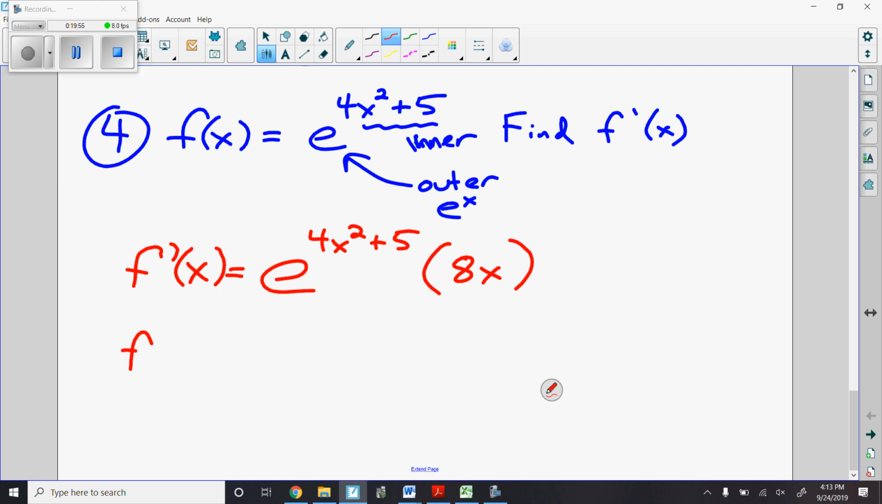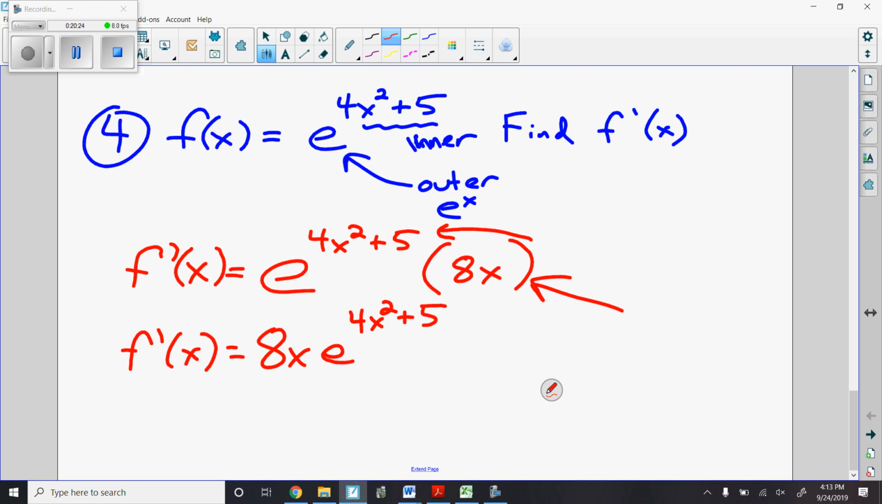Simplifying this a little bit. By the way, make sure this term right here is obviously not part of this exponent. So make sure your exponent is written as a superscript and that 8x is written on the same plane as the e is. And to make that less confusing for our readers, we're just going to take that 8x and put it out in front and call f prime of x 8x e to the 4x squared plus 5.